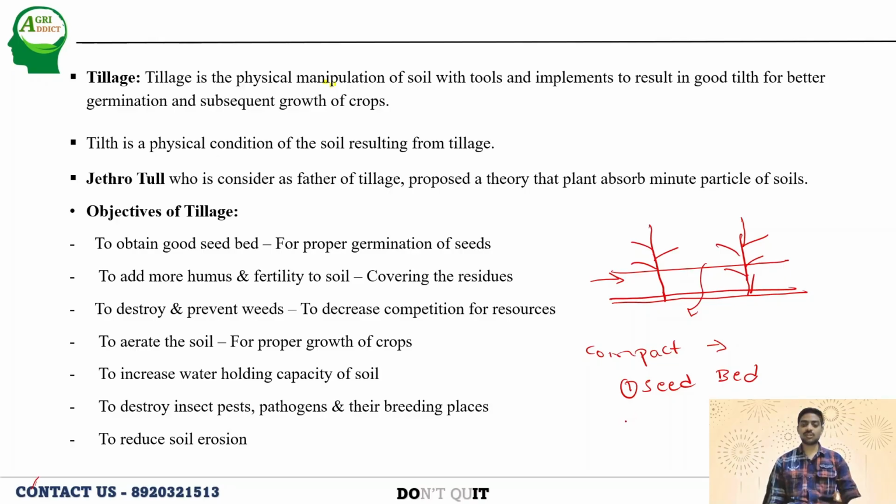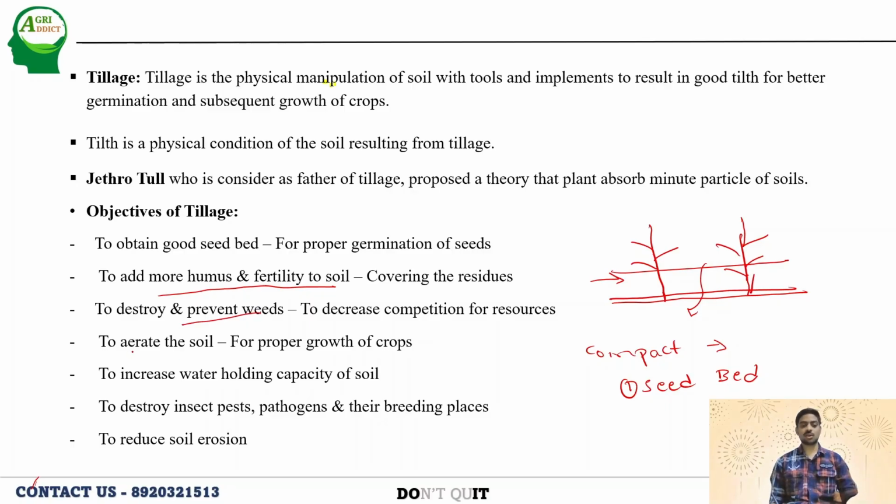If you ask me how, it is very simple. When tillage is practiced, the soil gets loosened and we prepare a good seedbed. Next, the crop residue left on the soil surface gets incorporated into the soil, adding more humus and fertility to the soil. Next, it prevents weeds. How? The weed roots get damaged during the tillage operation. That is how we destroy and prevent the weeds.